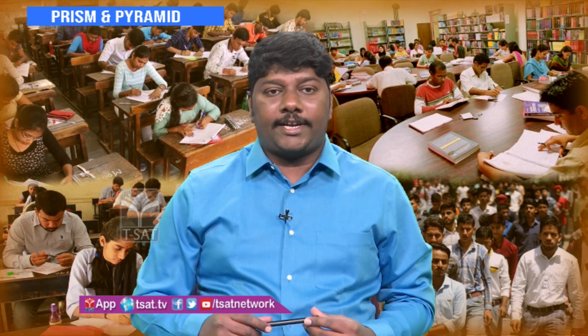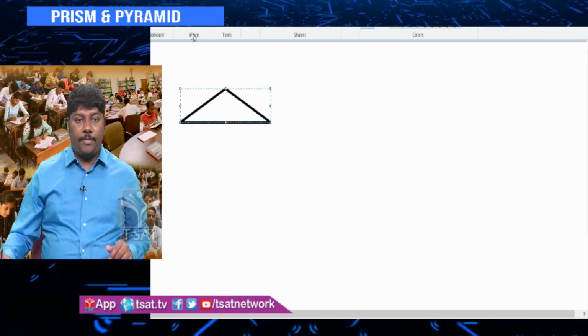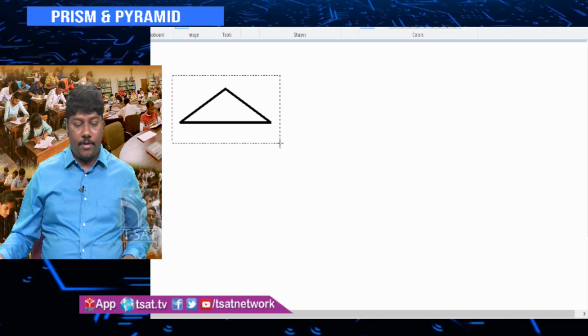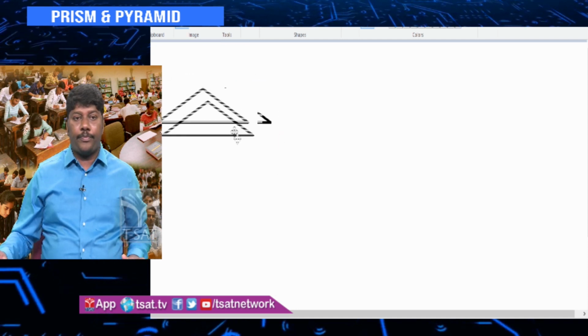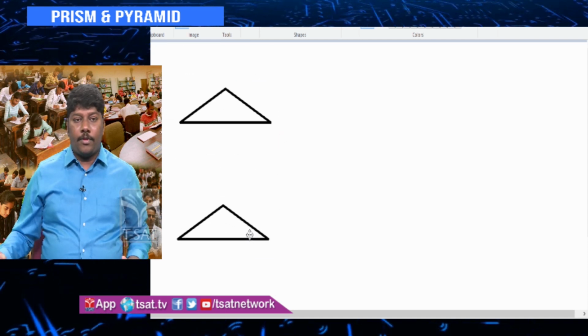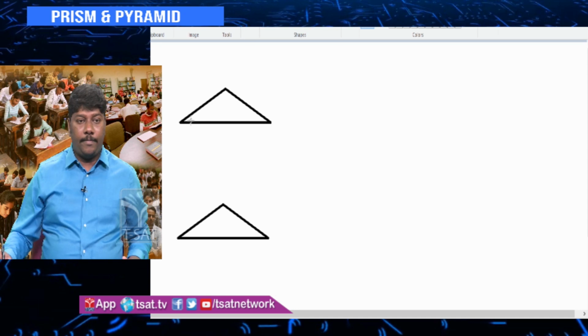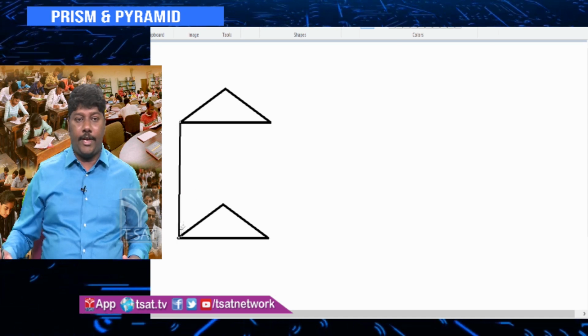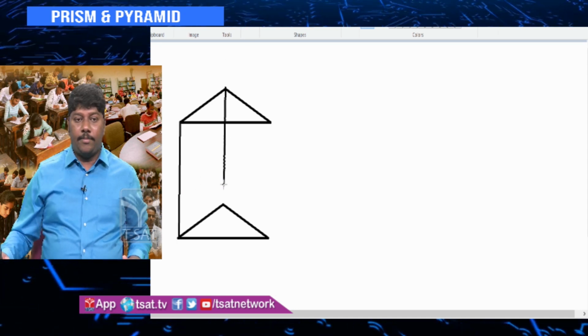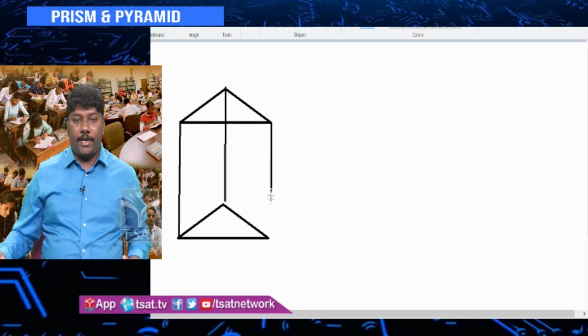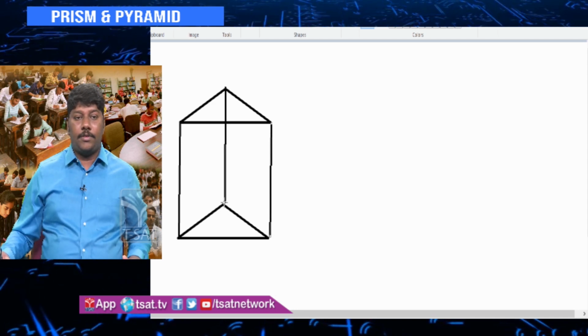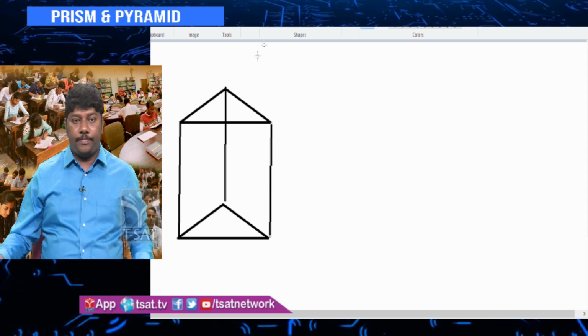So let's look at how a triangular prism appears. I am taking a triangular base, both top and bottom surfaces you take triangles, and I am joining these triangular surfaces with rectangular surfaces. So this is a triangular prism.